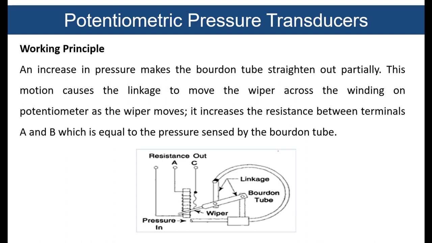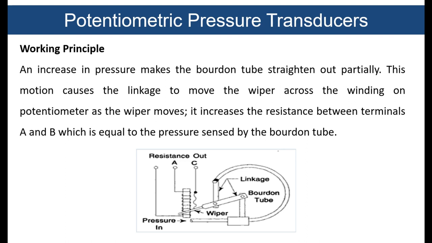that pressure in is there, meaning the pressure is applied, then we have the Bowden tube, linkage, wiper, and resistance at points A and C, the resistance out point. As we apply pressure from the pressure in point, there is a change in the length of the Bowden tube. As the length of the Bowden tube changes, the wiper moves, because the wiper is linked to the Bowden tube.